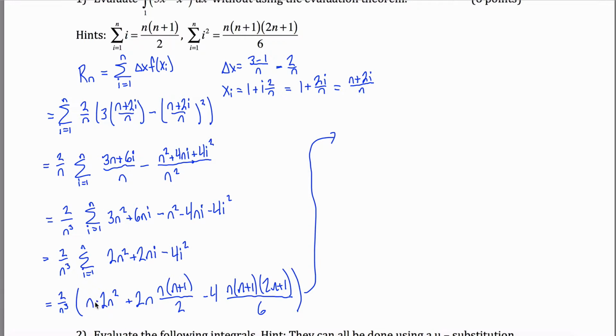I guess here I have 3n squared. And if I wanted to multiply through, well, let's do that in the next step. So I got 2 over n cubed times. And then here I have 2n cubed. I think I said this was 3n squared. It certainly is not. n times 2n squared is 2n cubed. If I didn't say that, sorry.